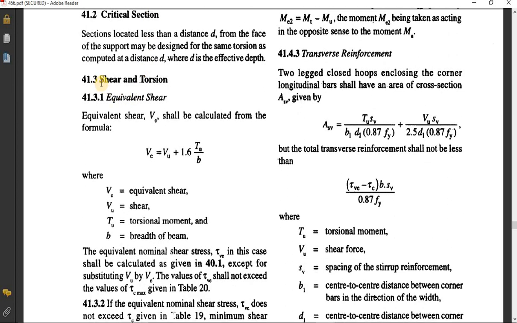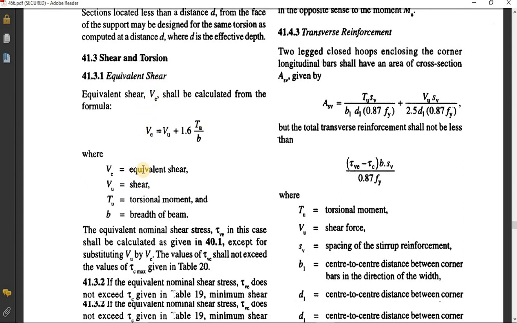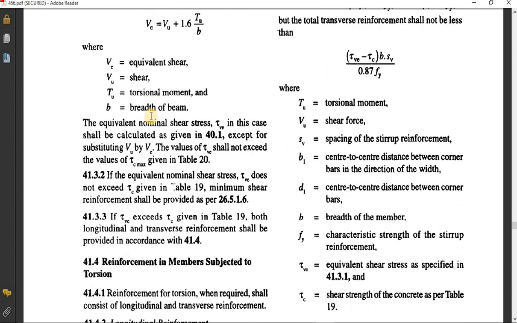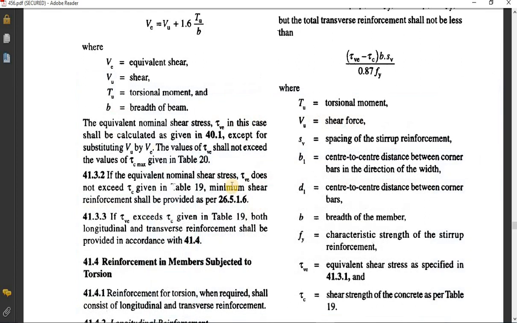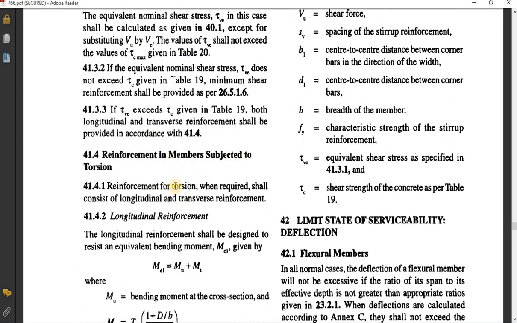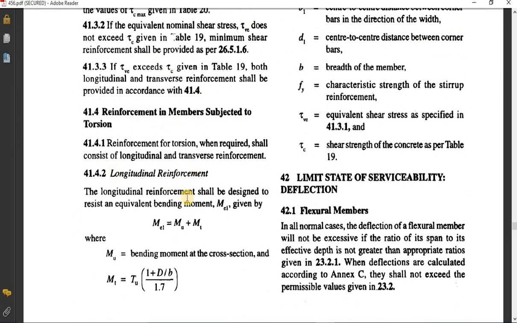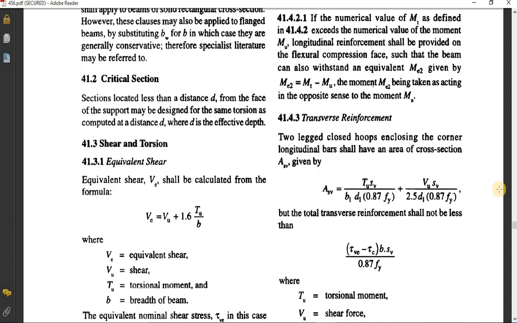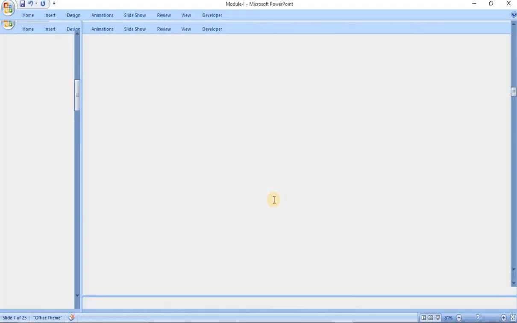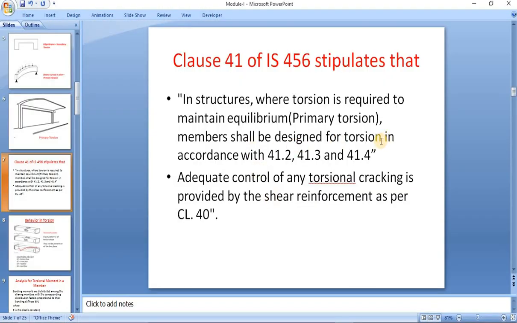Shear reinforcement is to be calculated by using this formula, that is you need to calculate equivalent shear, that is Ve, and based on that we are going to design it. Again, 41.3 and 41.4 is a clause. You can see reinforcement in a member subjected to torsion. Longitudinal reinforcement should be calculated by using this formula. I have already explained this formula, and transverse reinforcement is to be calculated by using this formula. This is what they have said in this clause.